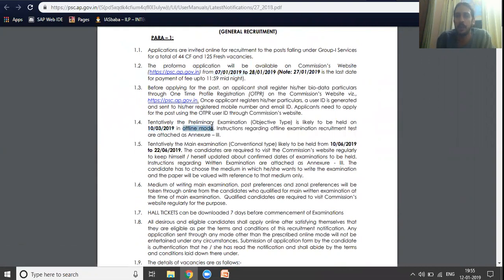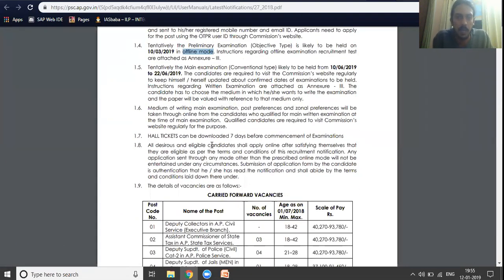That means we would be given a paper, right? We would not be asked to write on a system, or we would not be asked to mark on a system. We would be given a paper as such.